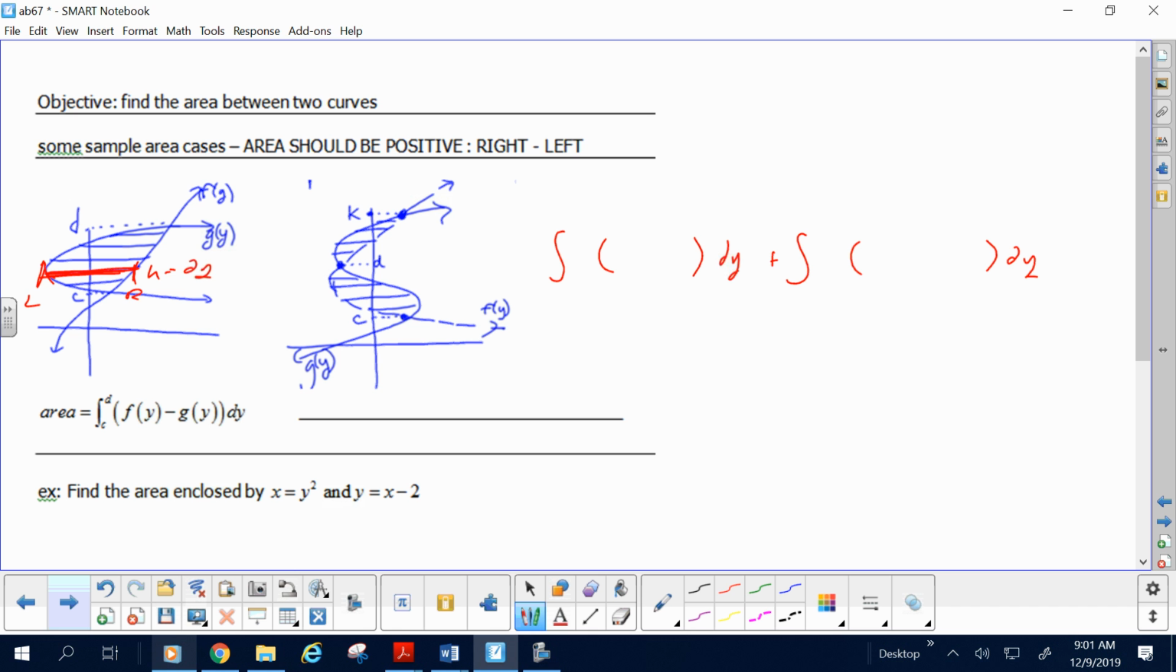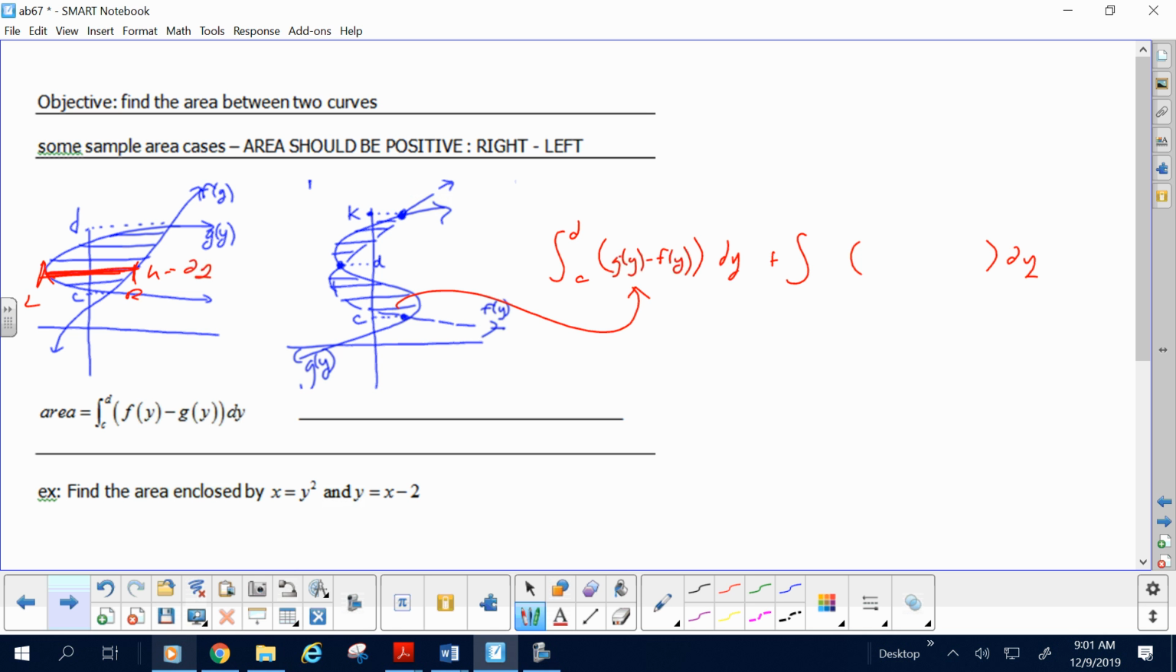The first region. What are the limits of integration? C to D, you're using the y values of the region. And what's right minus left? G of y minus f. G of y minus f makes positive bases times positive dy's gives you positive area.